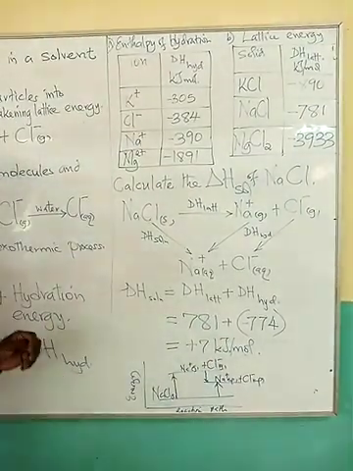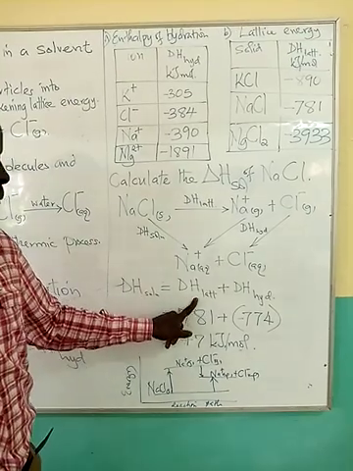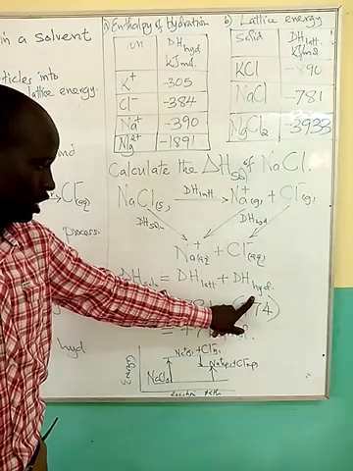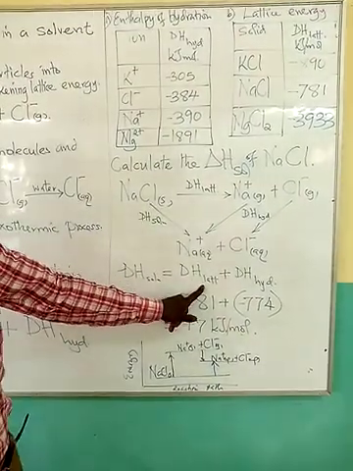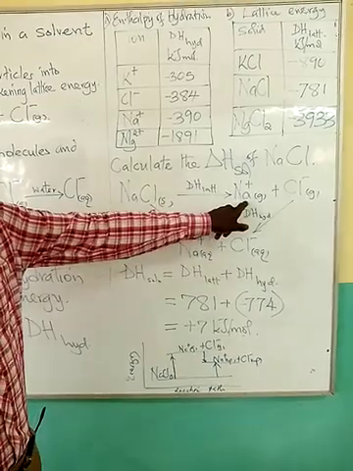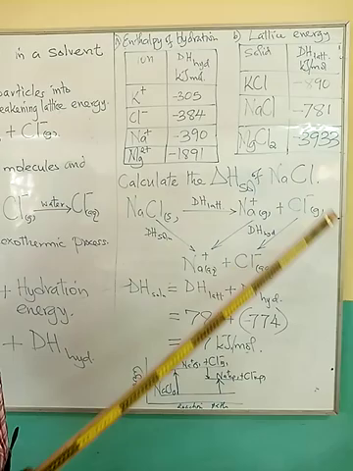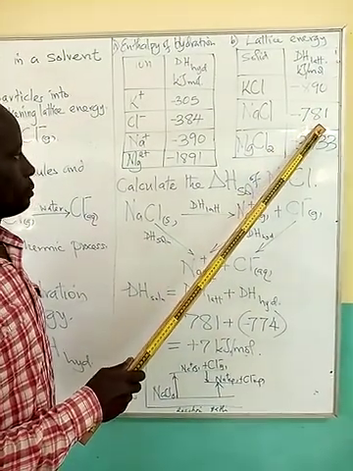Let's apply this. The enthalpy of solution is given by the lattice enthalpy plus the hydration enthalpy. In this case, the lattice enthalpy for sodium chloride, to convert it to the gaseous state, is taken from the table. That is 781.